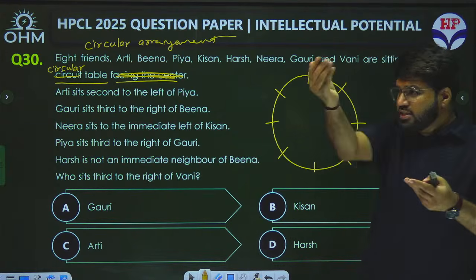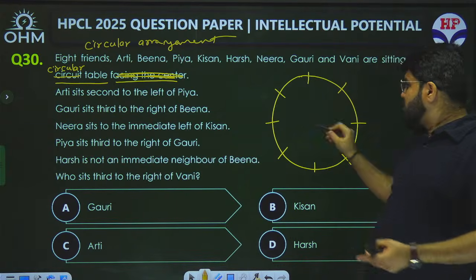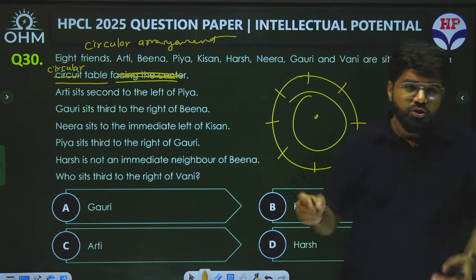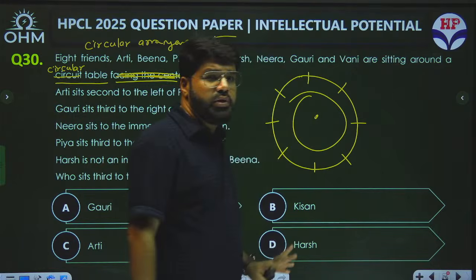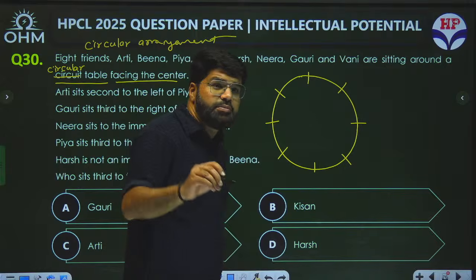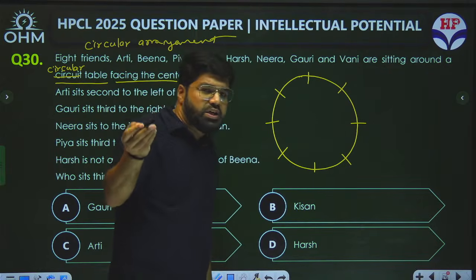So if you have to discuss, you have to look into each other. Or maybe this is a dining table, and you are having some food. So food will be placed here, no? So you will have to face the center only. So if not mentioned, face the center. It is mentioned, very good. Sometimes they may mention facing outside. That is a separate case.